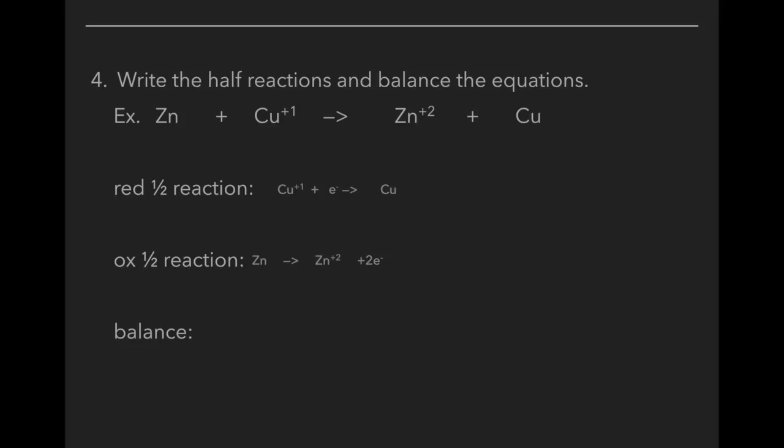However, notice, in order to balance this, my gain and my loss of electrons, gaining being for the reduction and loss being from the oxidation reaction, those have to be balanced. So I'm going to multiply my reduction half reaction by 2. So I'm going to put a 2, a 2, and a 2 there. And now I can add those together because my number of electrons will cancel. And what I end up with is this. That is my balanced redox reaction. So that is a very basic example.